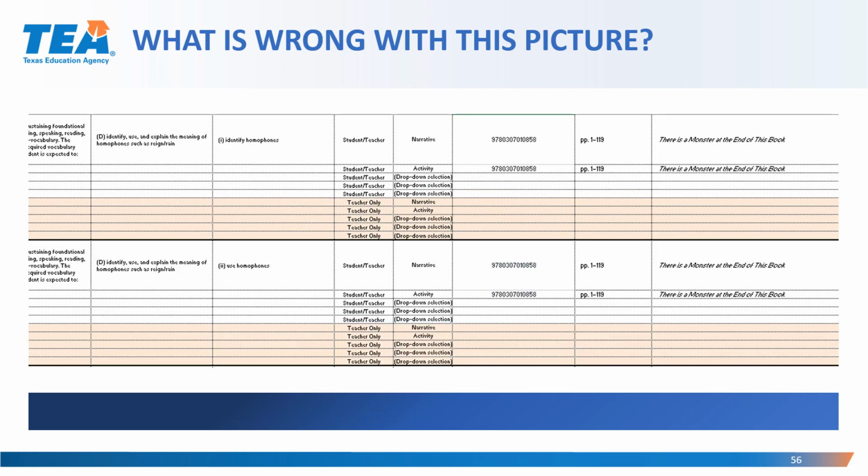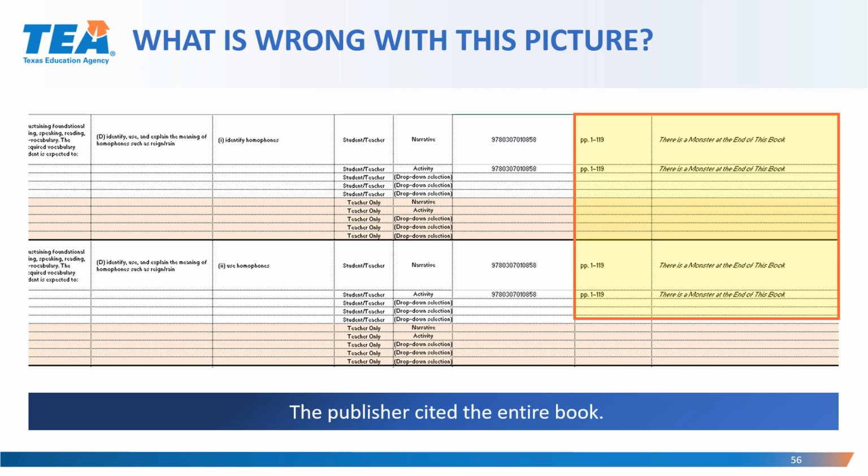Now how about this one? What is going on here? The publisher has cited the entire book. The reviewers will have no idea where to find the content applicable to those breakouts.